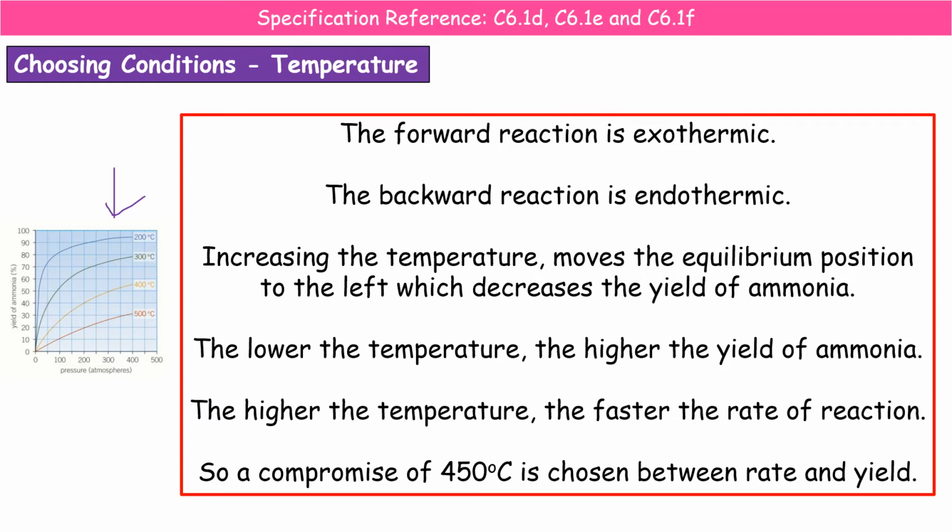They can give us a graph like this and ask us to explain what it shows. So here we just need to talk about the fact that increasing the temperature decreases the yield, and then we'd explain it using our ideas about equilibrium position.